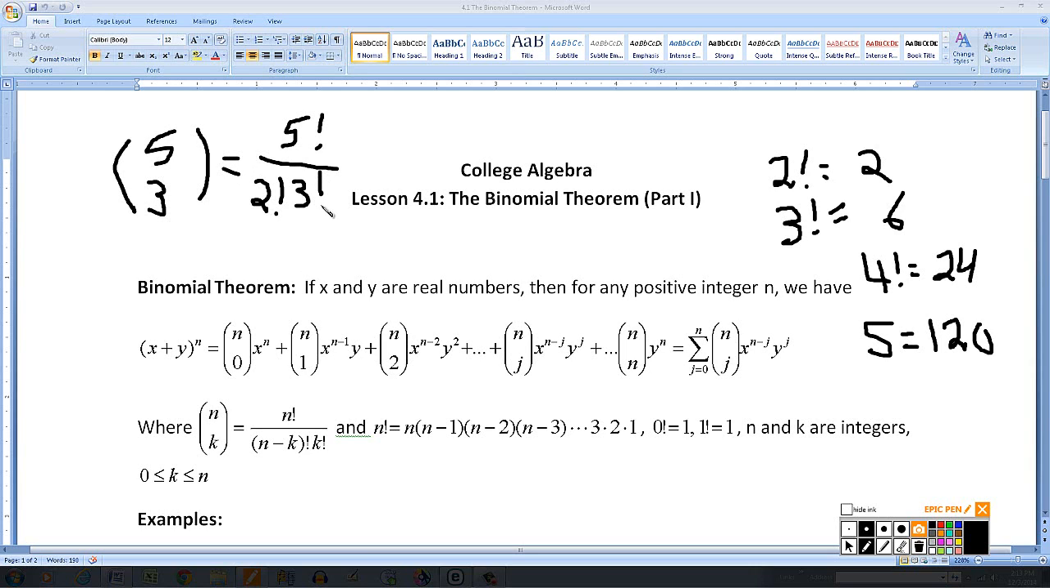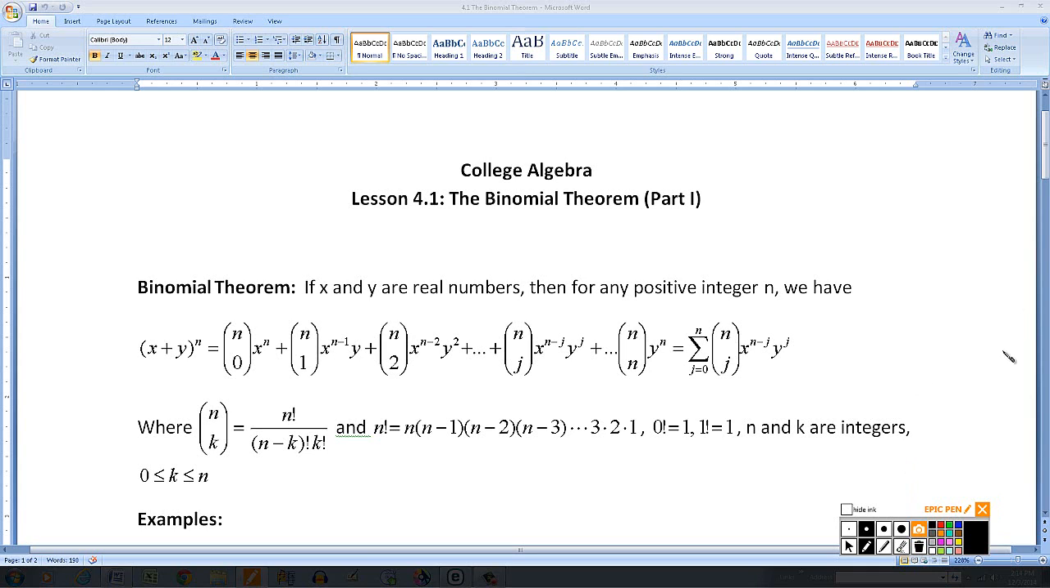You don't want to say 2 times 3 and get 6 factorial. It doesn't work that way, so you have to compute this out. 2 factorial we saw was 2, and 3 factorial was 6, and 5 factorial was 120. So 120 divided by 2 times 6, that's 12. That's 120 divided by 12, so this is 10. So that's the way you would use the formula. Now, let's look at some examples of expansions here.